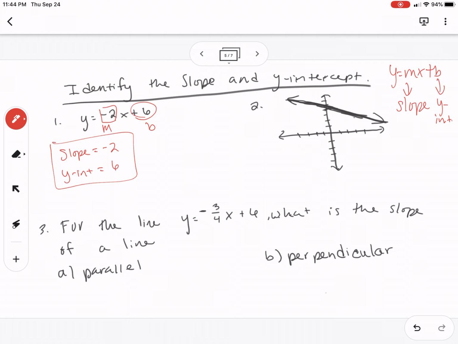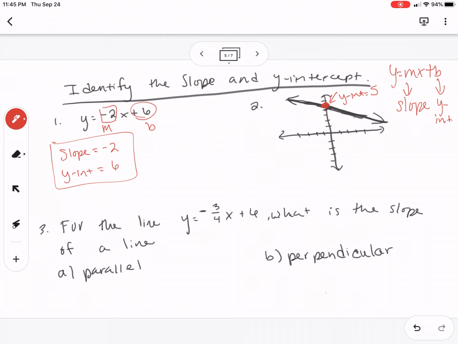Question 2, they gave us a graph, so we're going to have to analyze the graph. If I want to know my y-intercept, I like to start with that. I look at where it crosses the y. So 1, 2, 3, 4. It crosses up here at about 5. So this would be my y-intercept. It equals about 5.